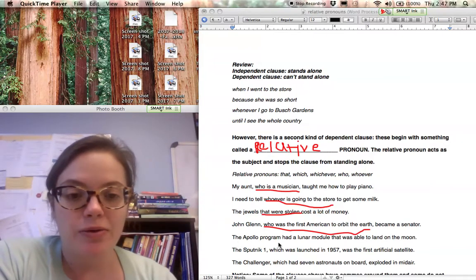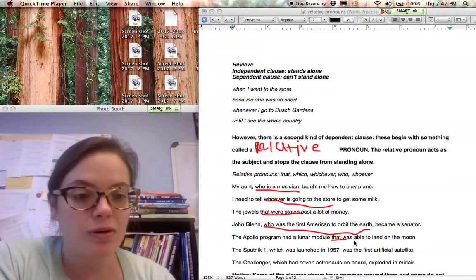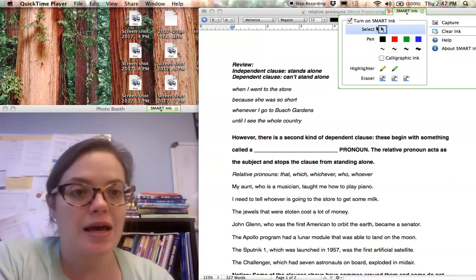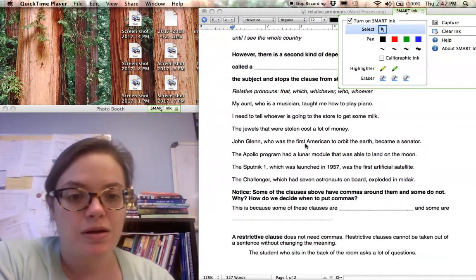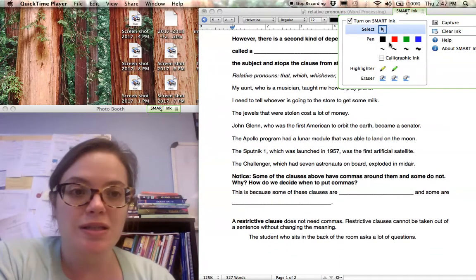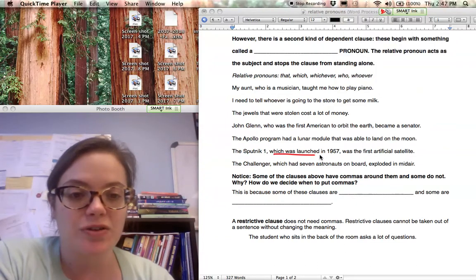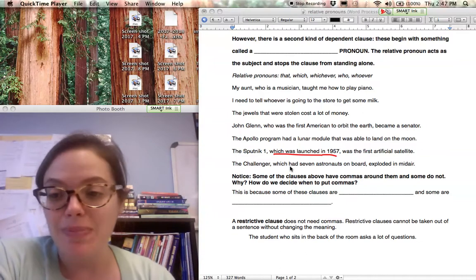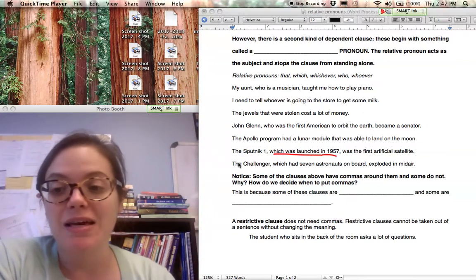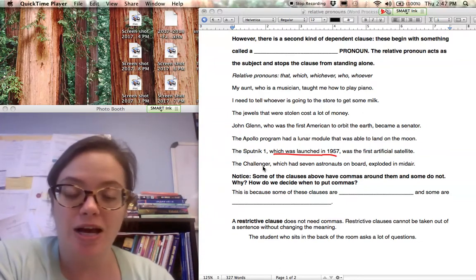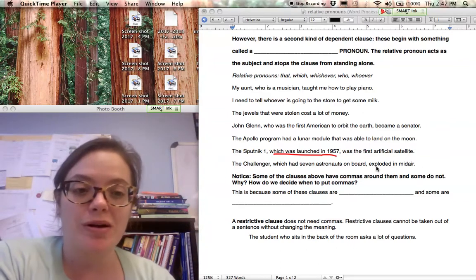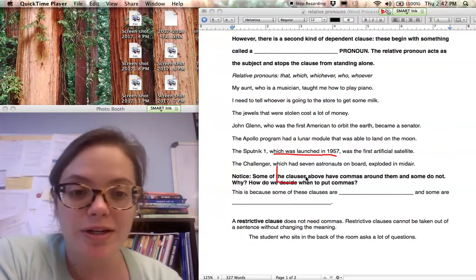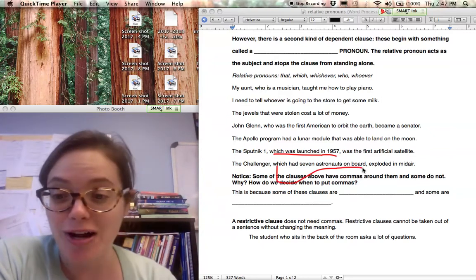The Apollo program had a lunar module that was able to land on the moon. That was able to land on the moon. All right, and scrolling down, the Sputnik 1, which was launched in 1957, was the first artificial satellite. Now, for our next one, I want you to type in which one is the dependent clause with the relative pronoun. The Challenger, which had 7 astronauts on board, exploded in midair. Okay, so you should have typed in which had 7 astronauts on board.